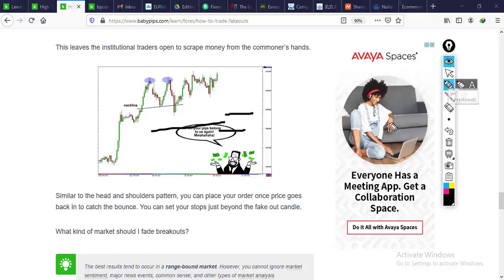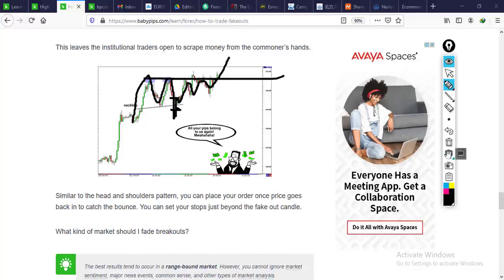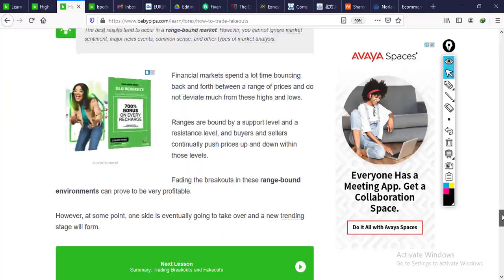Okay, this picture is bad. So the institutions came, they have seen our orders, and they said, okay, they have entered here, their stop is here, let's just push it down a little bit and then go to the reverse side and continue. And so they wipe us out. All our money belongs to them, and they've gone. That is what happens, my friend.